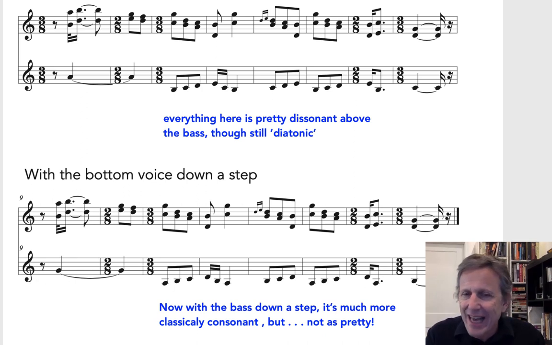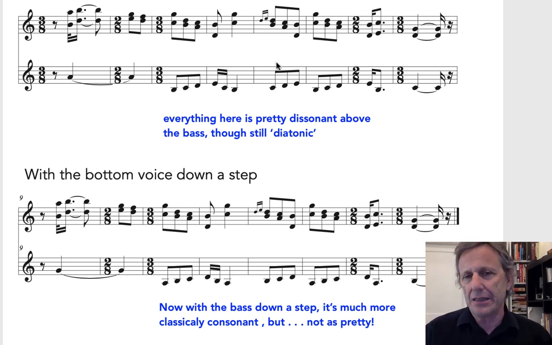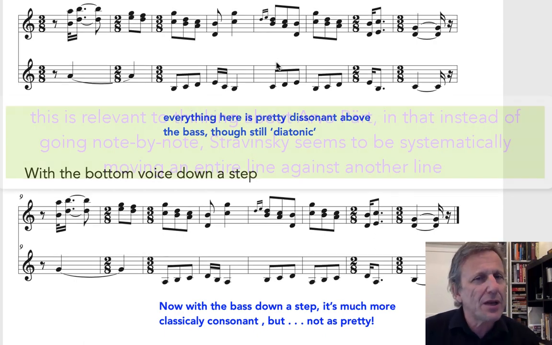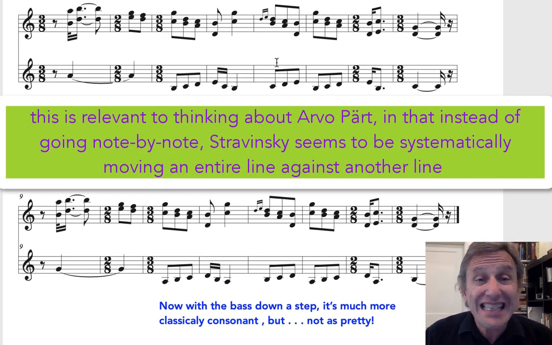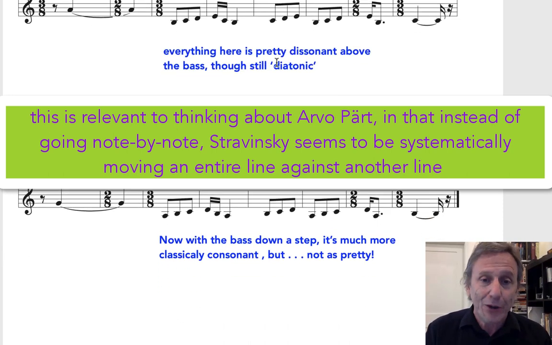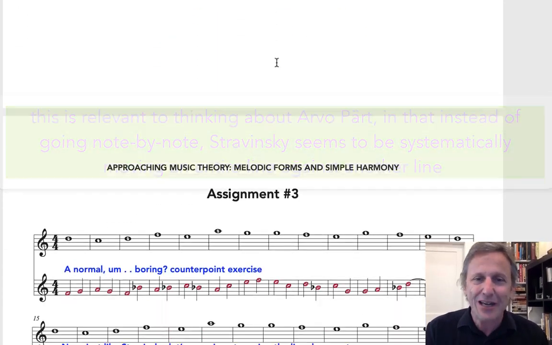Anyway, you can see something semi-deliberate. Perhaps this line was in Stravinsky's mind, and then he just sort of raises everything by a step, leading to wonderful dissonances. And I think this becomes relevant to Arvo Pärt because it's a system. It's systematic, and Arvo Pärt is extremely systematic. And, okay, let's go back to counterpoint homework. We'll get there. We'll get back to Fratres.